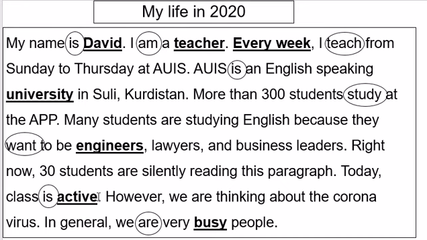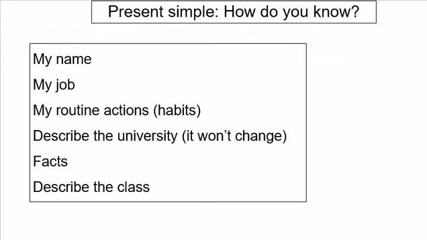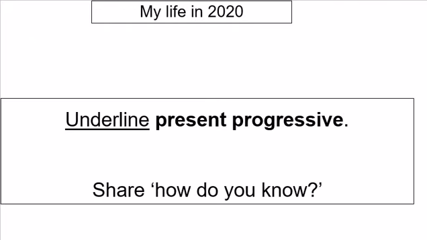So when I use adjectives, I describe something. I can use present simple, and I'm using verb be in this case. Okay. So how about present progressive? Where do you see present progressive, and why is present progressive used there?